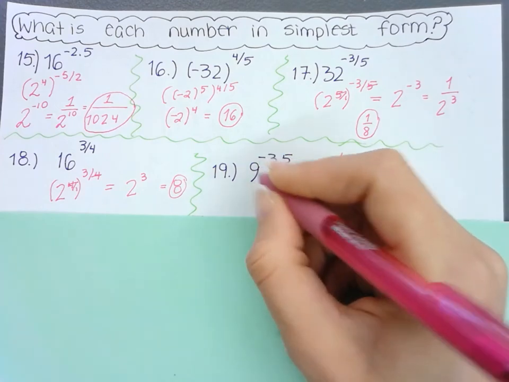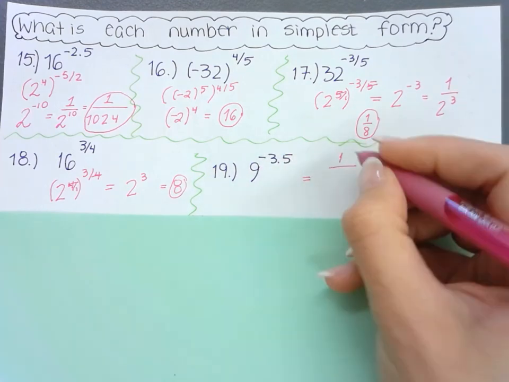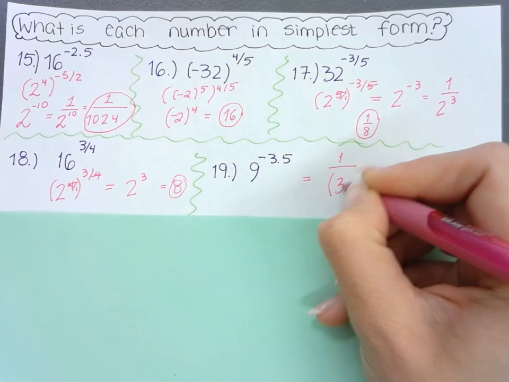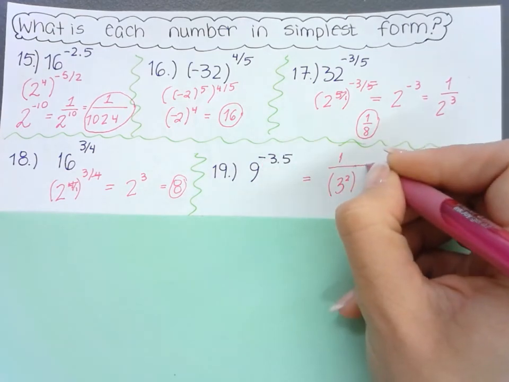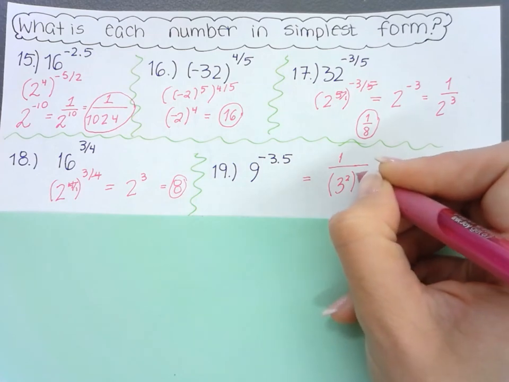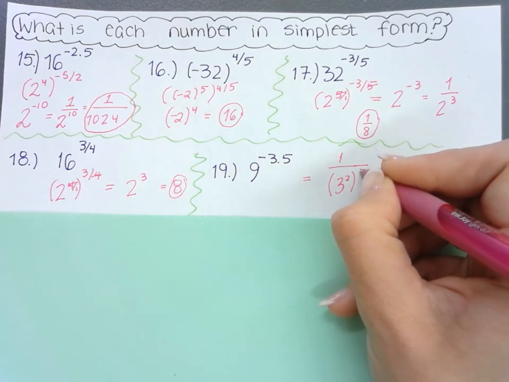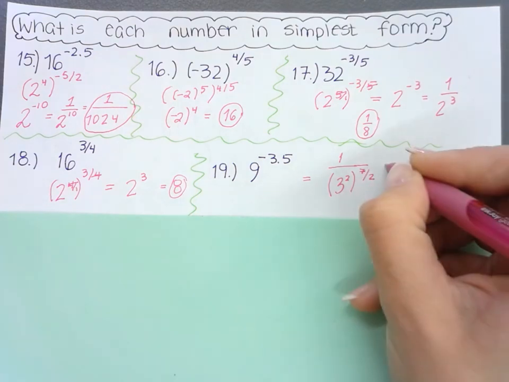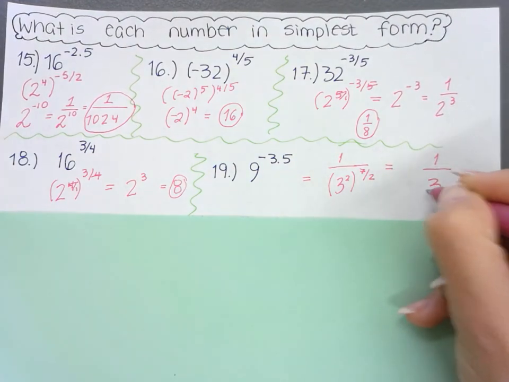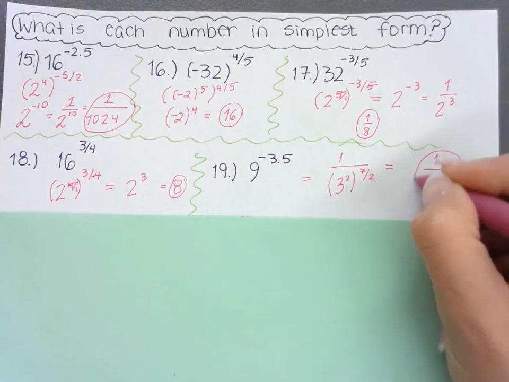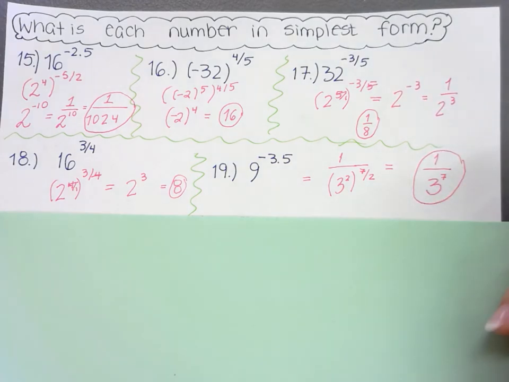Okay, couple birds at once with one stone. I'm going to replace 9 with 3 squared. I'm also going to deal with my negative exponent by bringing the whole expression to the denominator. And I'm also going to change that to 7 over 2. And that gives me 1 over 3 to the 7th. And I don't know what that is by heart. That's pretty big. I'm going to leave it like that. Done.